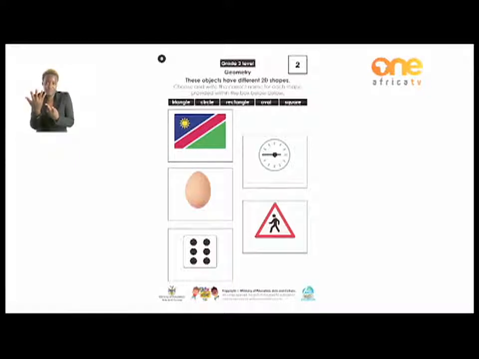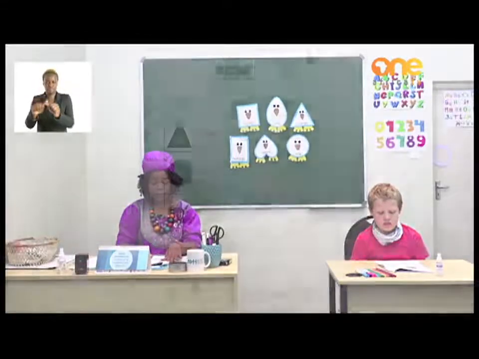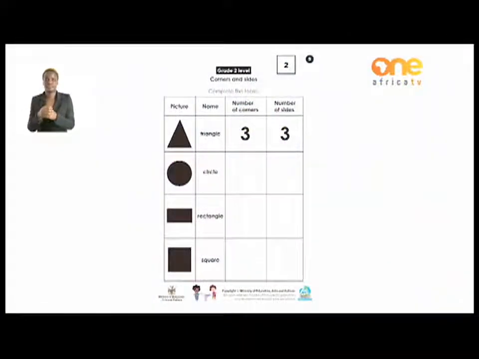Now I would like for you to turn to page 3. It's still grade 2 level, okay? But for now here, you have to name for me the corners as well as the sides. For example, the first one is a triangle. The triangle has 3 sides. So you can see the 3 is there for the corners as well as the 3 sides.